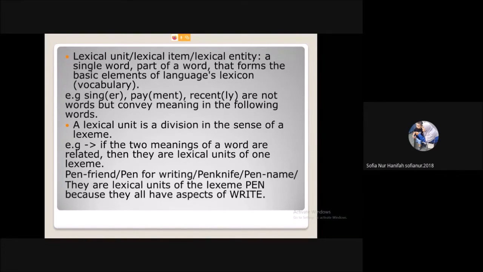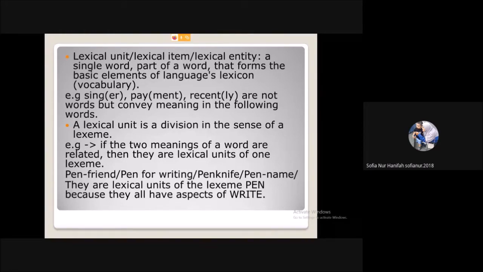Okay, thank you. The next term is lexical unit. We can call a lexical unit a lexical item or lexical entity; they have the same meaning. But here we will use lexical item. A lexical item is a single word, or part of a word, that forms the basic elements of a language's lexicon. Or we can say that in vocabulary, a lexical item is a single word. For example, the words singer, payment, recently, and the affixes, which are not words but convey meaning in the words they attach to.